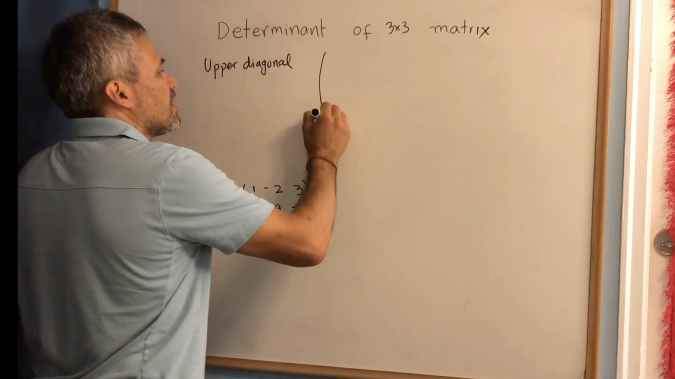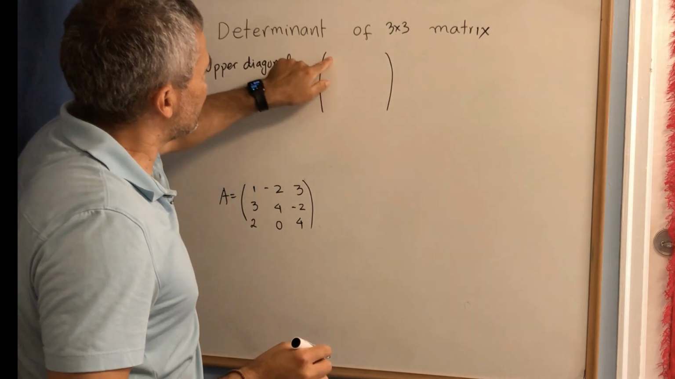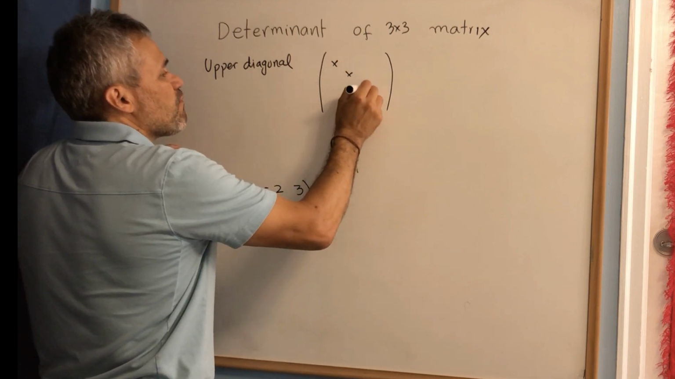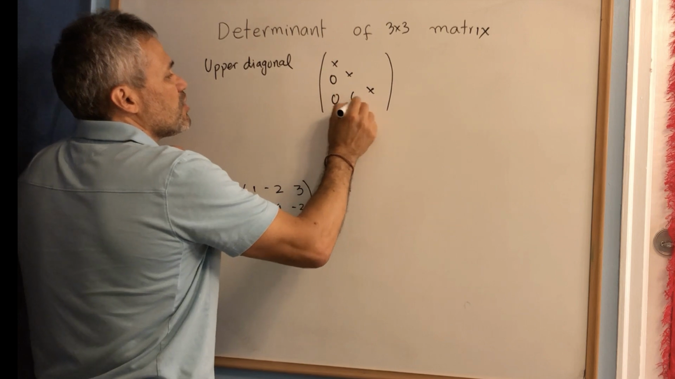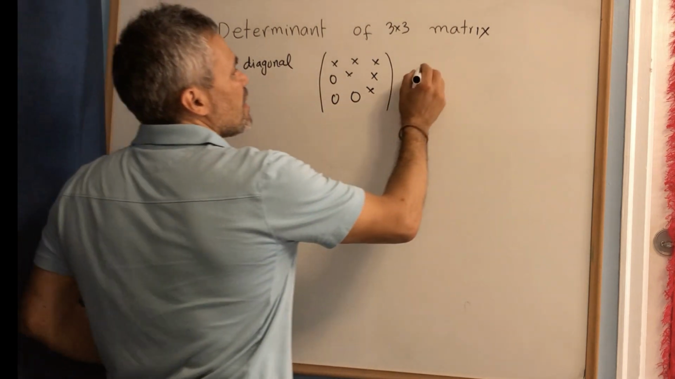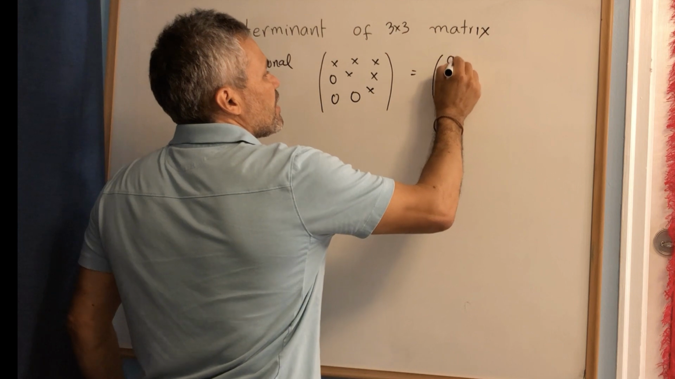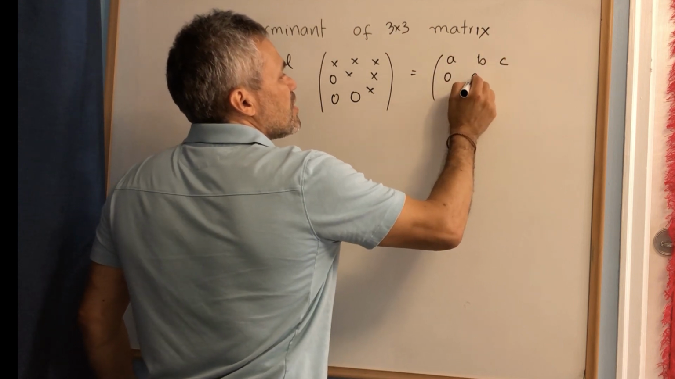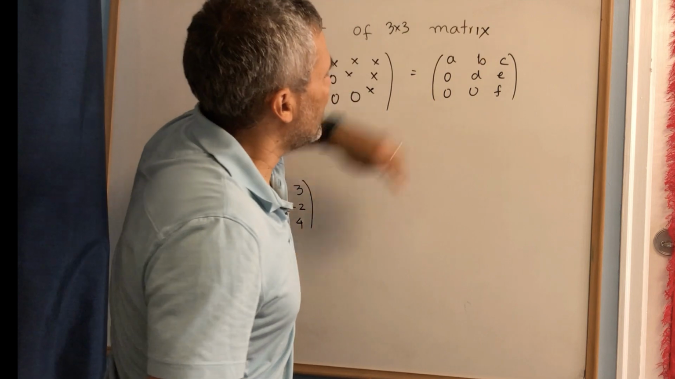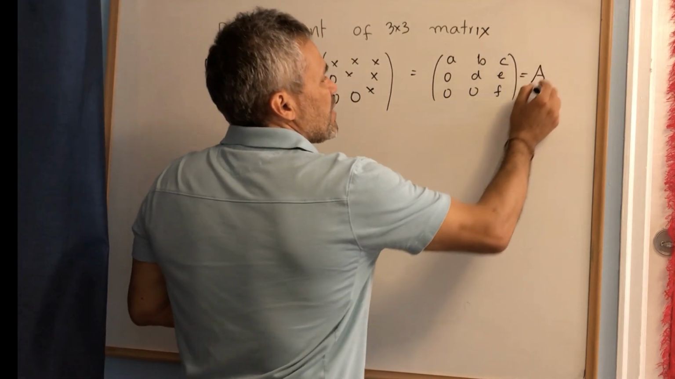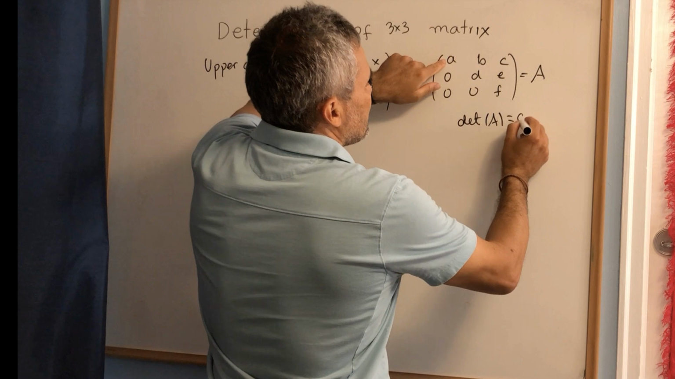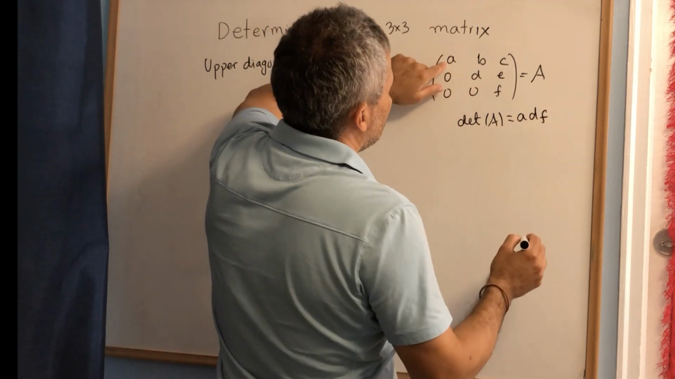When we have a matrix, these entries here, this is called the main diagonal. Upper diagonal means that under the main diagonal, you have zeros. Then here you can have any number, and any number, right? Then essentially you have a matrix of this type. Let me write it better like this. A, B, C. This must be 0, D, E, 0, 0, F. This is a matrix that is called upper diagonal. And for this matrix, if this is our matrix A, the determinant of A is just the product of the elements in the main diagonal. It's A times D times F.